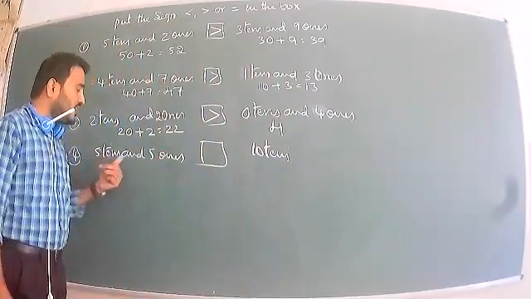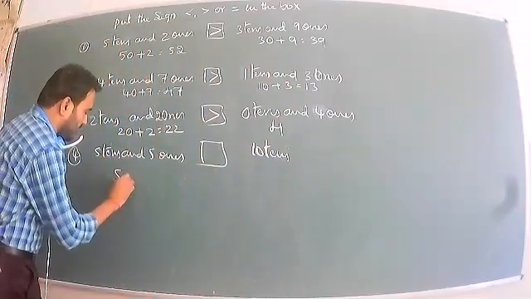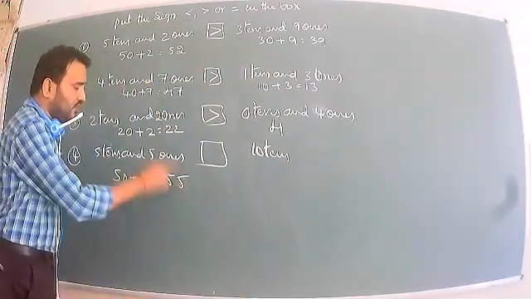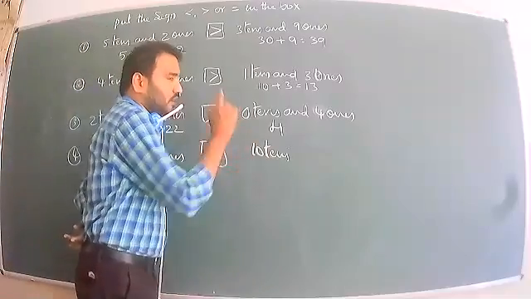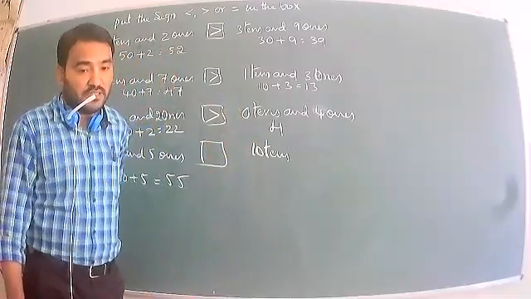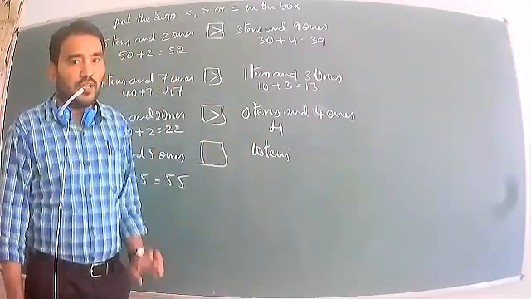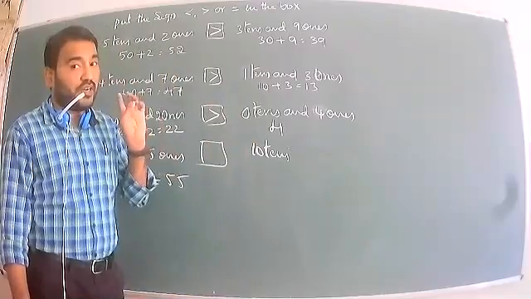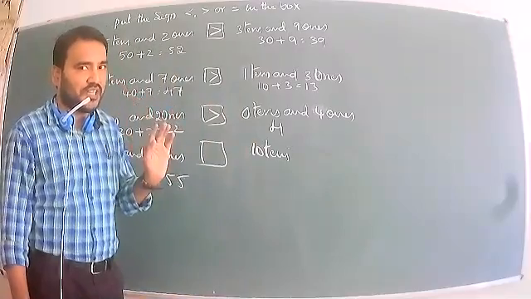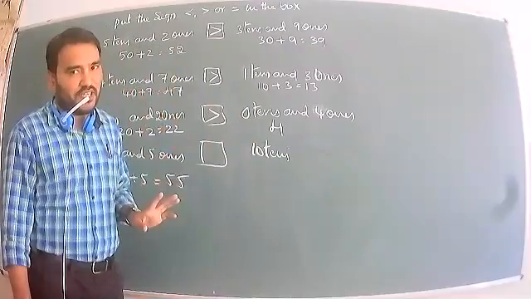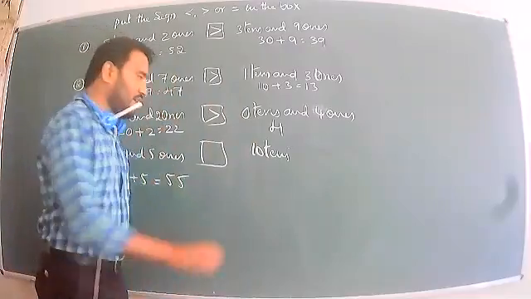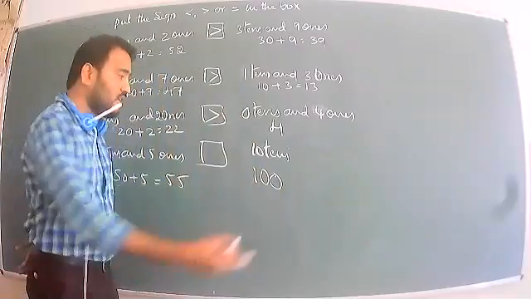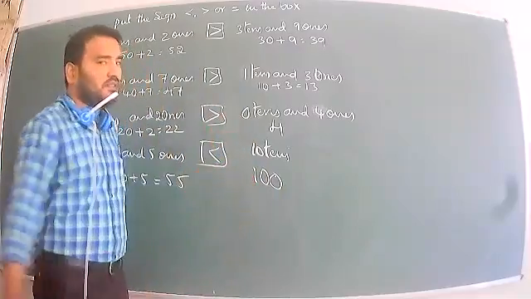Next. Here 5 tens and 5 ones. 5 tens means 50 plus 5 ones means 55. Adding 50 plus 5, 55. 10 tens means what? 1 ten means 10, 2 tens means 20, 3 tens means 30, 5 tens means 50, 6 tens means 60, 9 tens means 90, 10 tens means 100. Which one is greater? The greater number is 100.